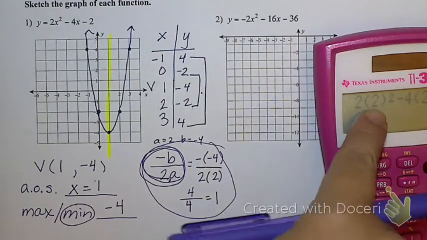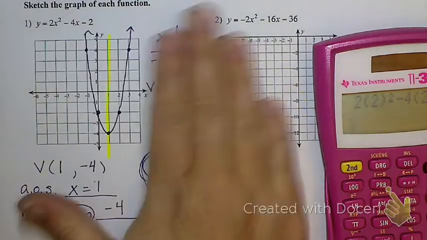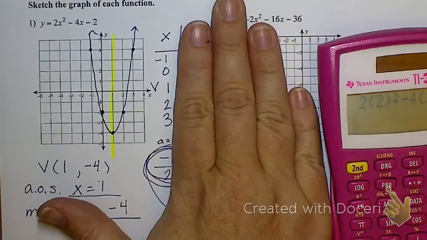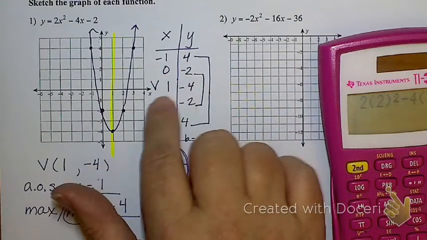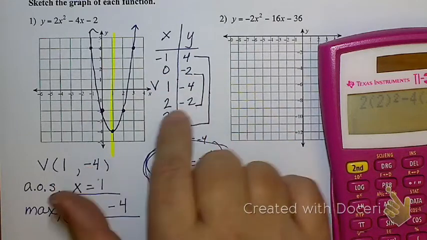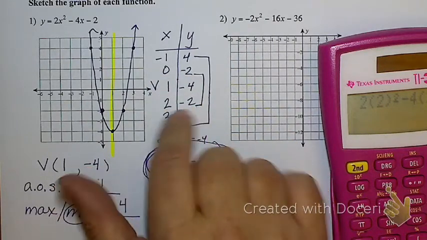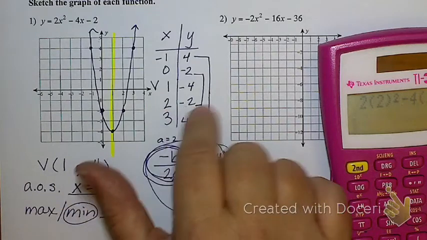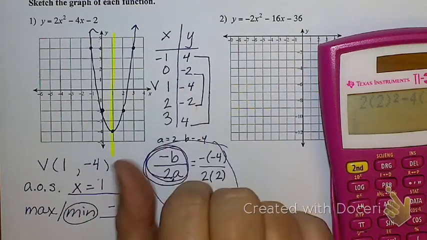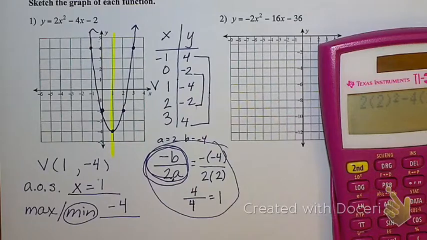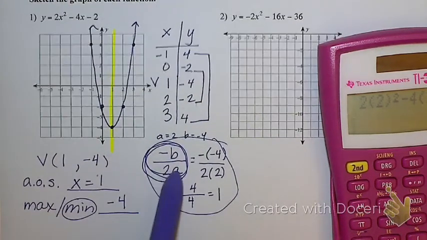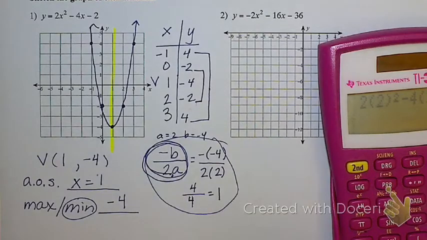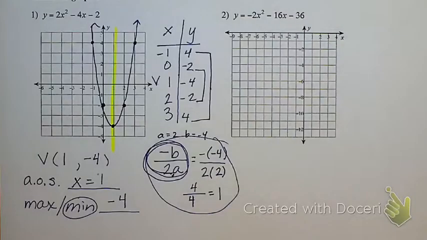Plug it in. I started off with no y values this time. So I plugged in negative 1, got 4, 0, got negative 2, plugged in 1, got negative 4, and then I checked for that mirror image just by doing one extra one, and as long as I have that mirror image, then I'm pretty confident my vertex is right. If I don't get that mirror image here, then I need to go back to here and see what I did wrong.